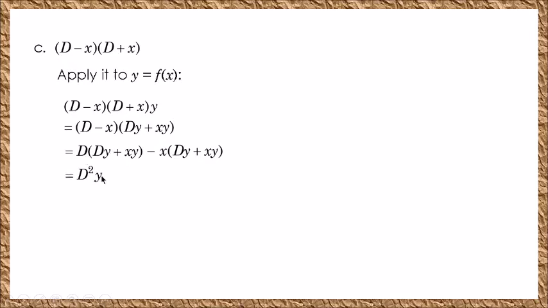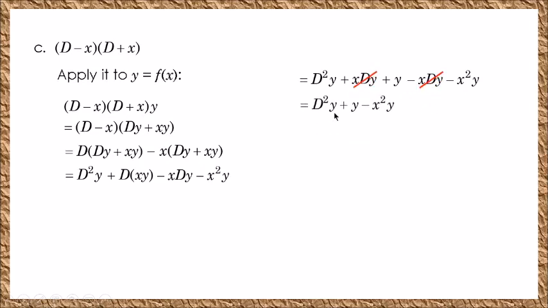So we get second derivative of y plus derivative of xy minus x derivative of y minus x squared y. For derivative of this product, we have x derivative of y plus y derivative of x. So derivative of x is 1, so we get y. We copy x derivative of y and then x squared y. So this is cancelled with negative x derivative of y. So we get D squared applied to y plus y minus x squared y.